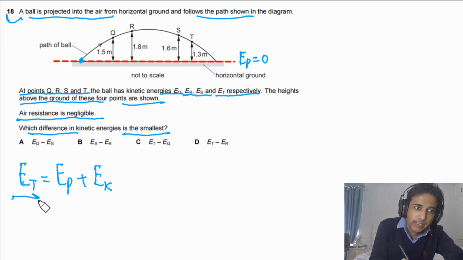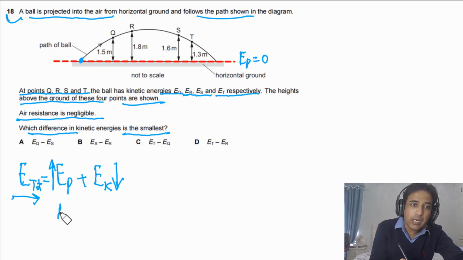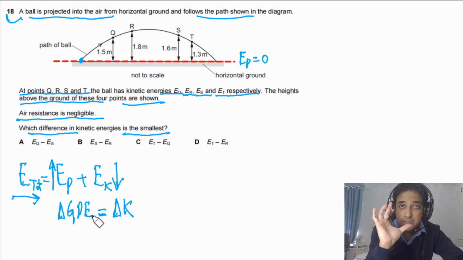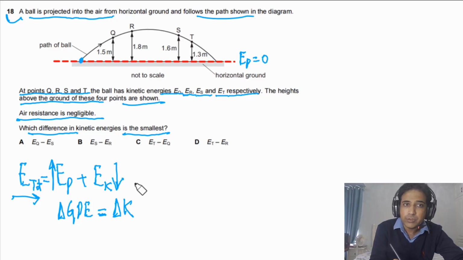As the total energy is constant, if this energy is increasing, this energy is decreasing. So the change in GPE has to be equal to the change in KE. If the change in GPE is smallest, the change in KE is also the smallest. So simply we need to look at the change in GPE.